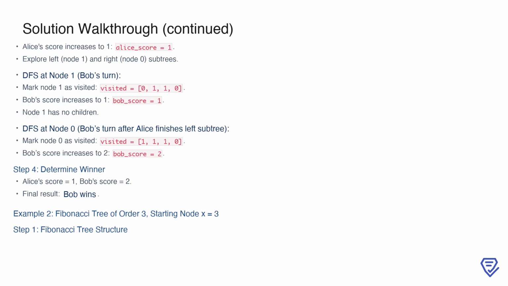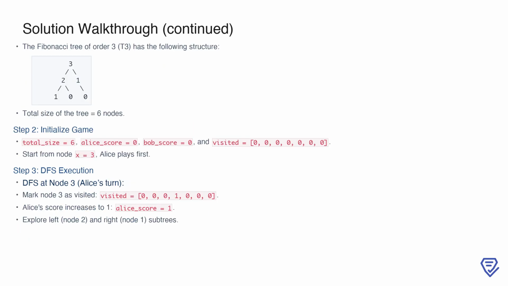Now, we move to the Fibonacci tree of order 3, or T3, which has 6 nodes in total. The structure of this tree is slightly larger. The root node is 3, with the left child being node 2 and the right child being node 1. Node 2 further branches into 2 children, node 1 on the left and node 0 on the right. On the other hand, node 1 has a single child, which is node 0.